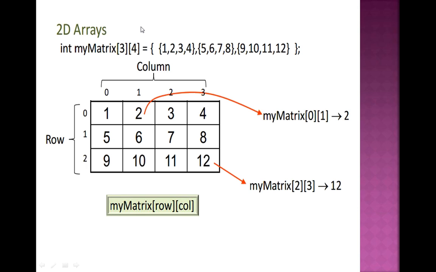Then we also discussed the 2D array. A 2D array means a two-dimensional array, with more than one row and more than one column. Suppose I am using 2 rows and 3 columns, or 3 rows and 4 columns. So columns are numbered from 0 to 2, because there are 3 columns, or from 0 to 3, that is 4 columns.